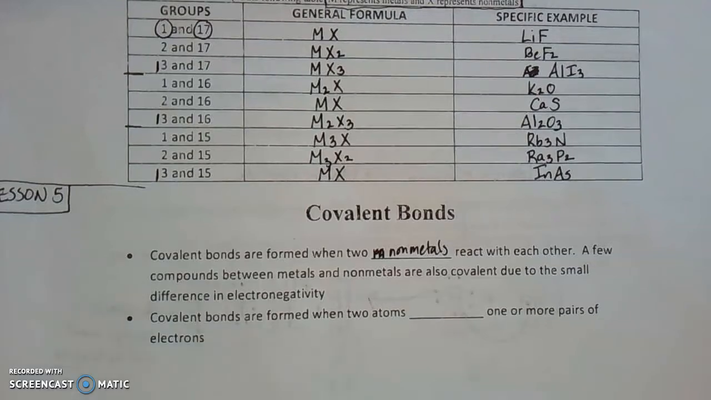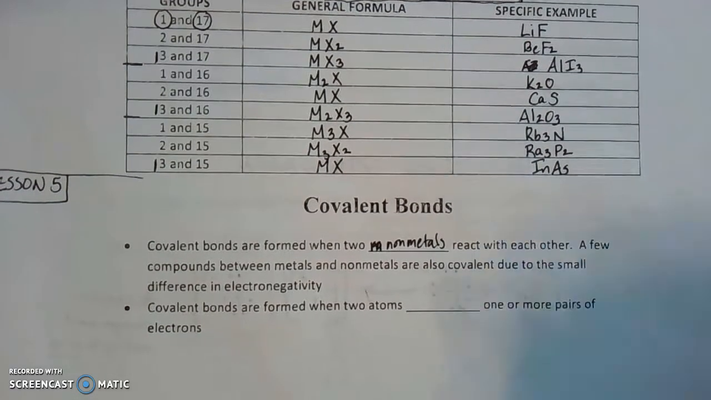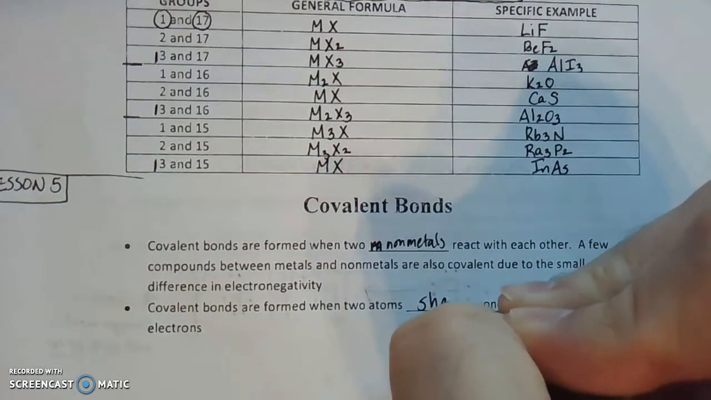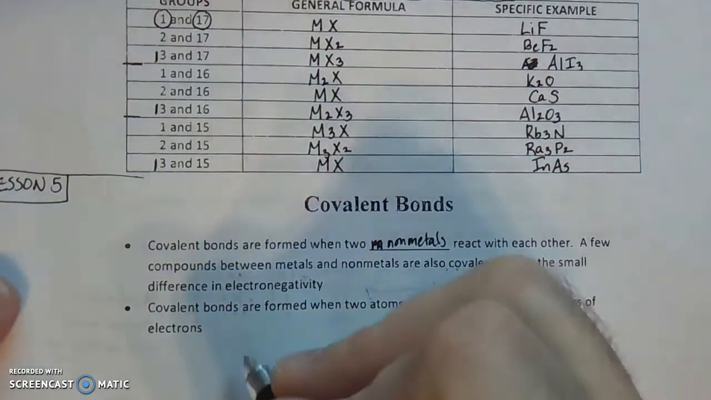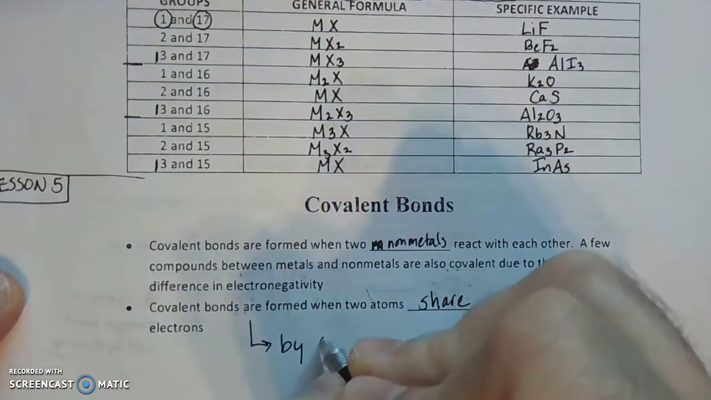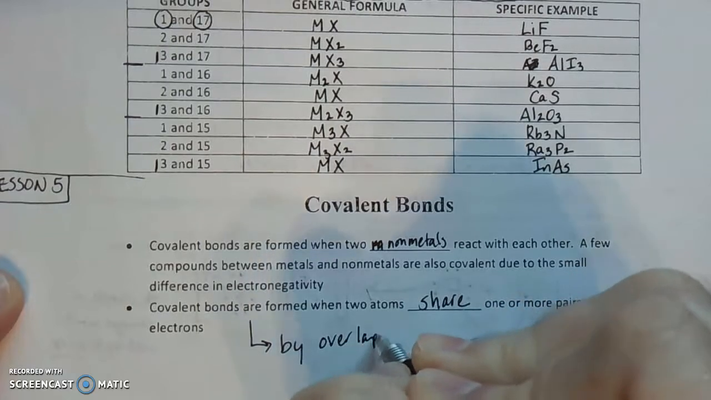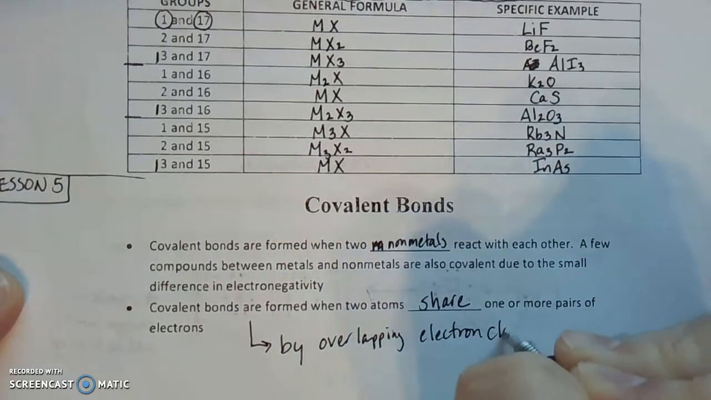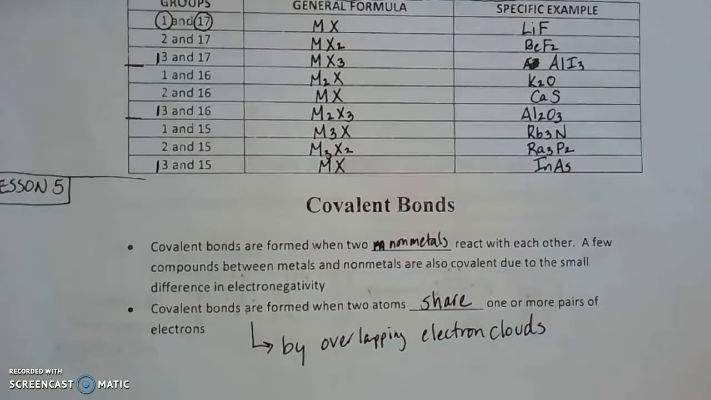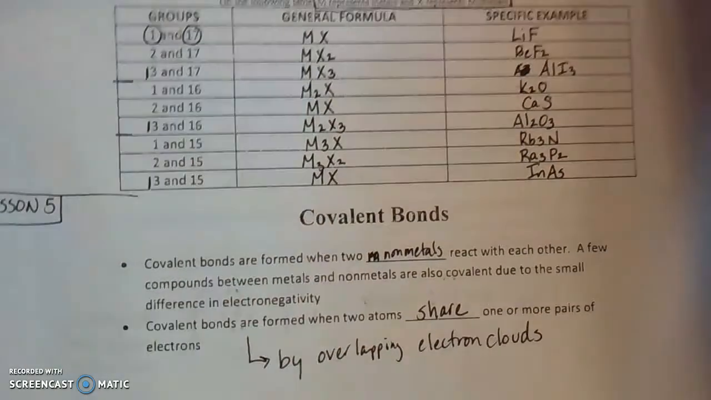bonds. So covalent bonds are formed when two atoms share one or more pairs of electrons, and they do this by overlapping electron clouds. So if they overlap the electron clouds, if there are electrons in that overlapping area, it's like both of them have them, so they share them.